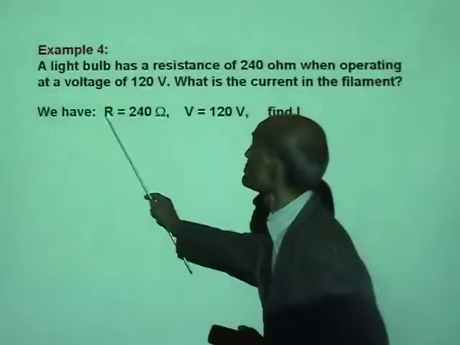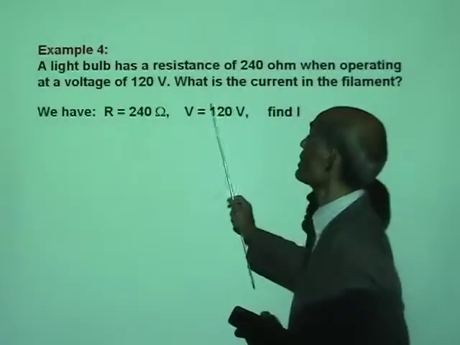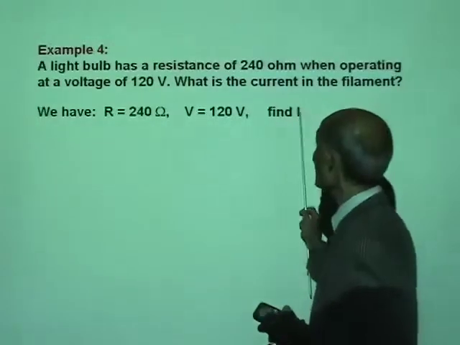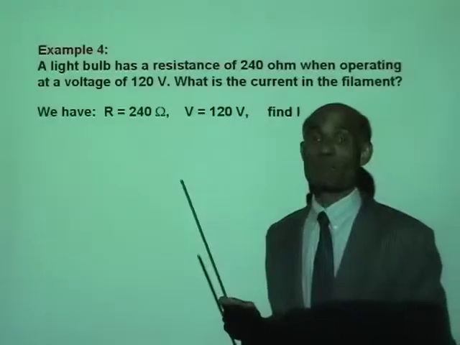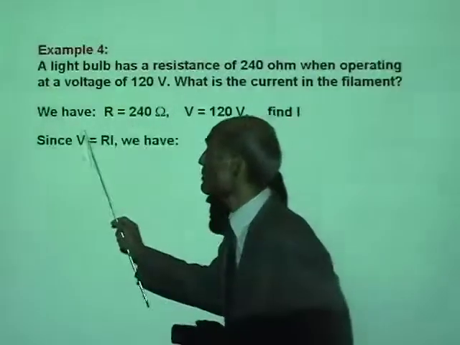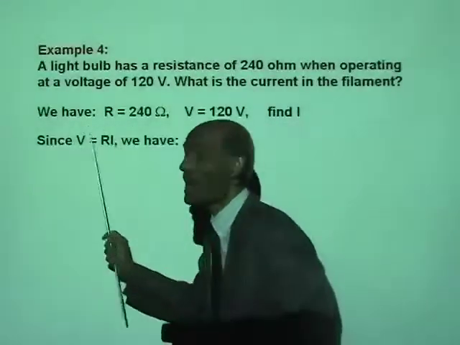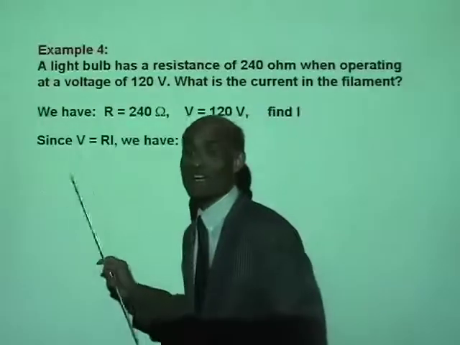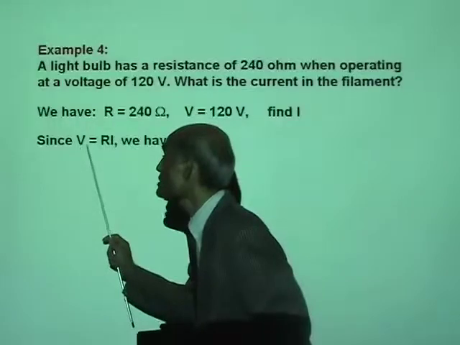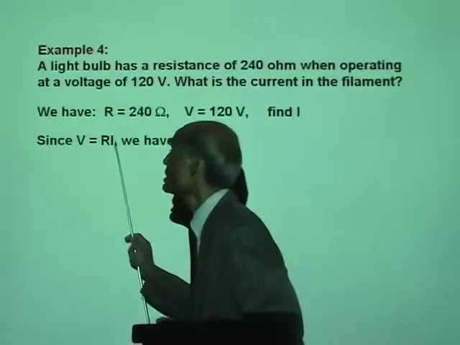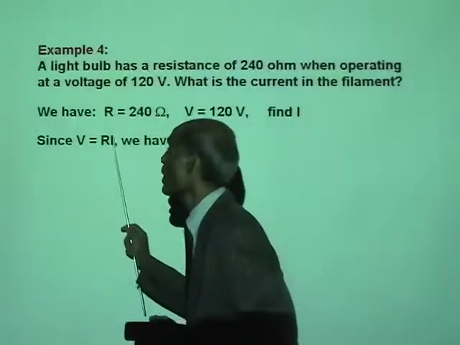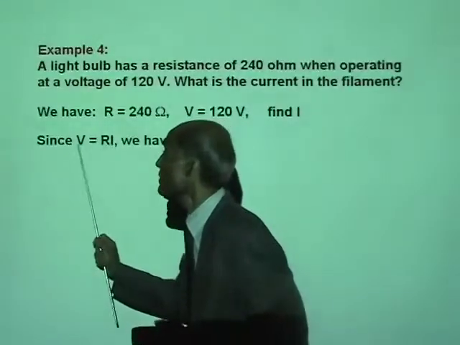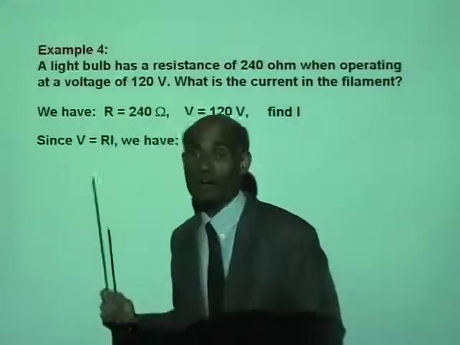Well, we have the resistance equal to 240 ohm. The potential difference is 120 volt. We need to find I. What is the equation we have? We have V equal to IR. That is the Ohm's law equation. Now, can you solve this equation for I? We need to get I alone on one side. What do we do? Divide both sides by R.